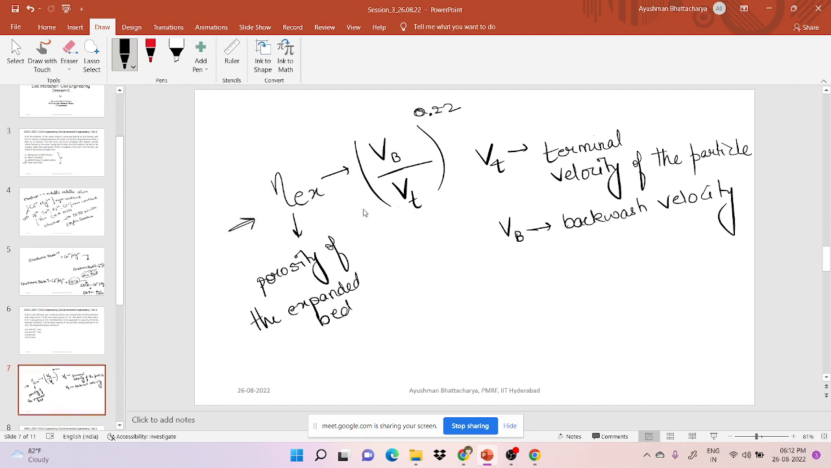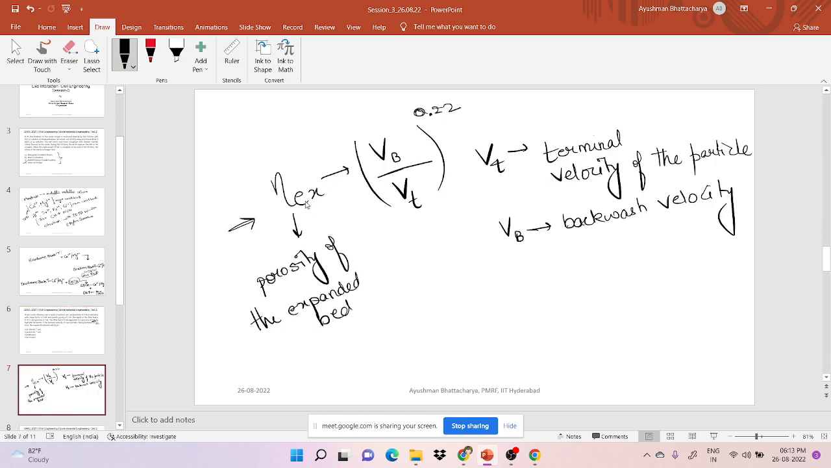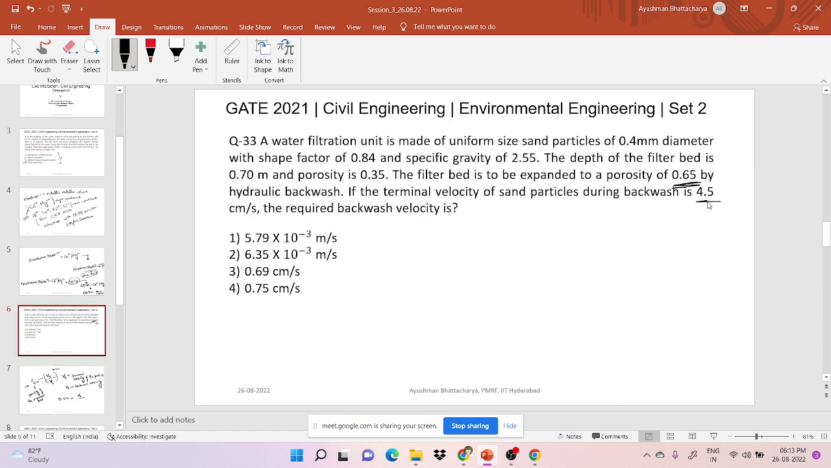So remember this equation: the porosity of the expanded bed equals (Vb by Vt) raised to the power 0.22, where this denotes the porosity of the expanded bed, Vt denotes the terminal velocity of particles, and Vb denotes the backwash velocity. In the question they have mentioned the expanded bed porosity is 0.65 and the terminal velocity of the sand particle is 4.5 centimeter per second. So if we put this in the formula, 0.65 equals Vb over the terminal velocity, which they have given as 4.5 centimeter per second, but the unit is centimeter per second.